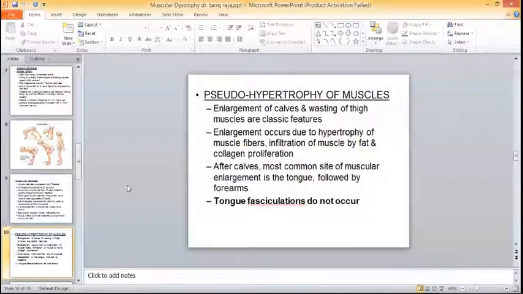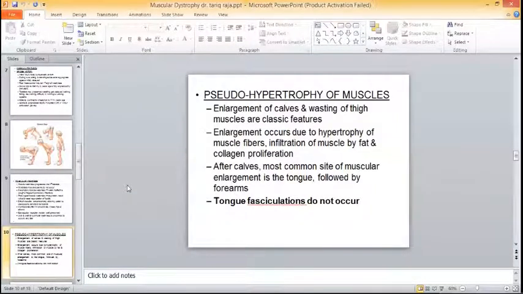And a classical feature in Duchenne muscular dystrophy is pseudo-hypertrophy of the muscles. As I described earlier, the muscle portions are there, and they have almost normal girth. These are not atrophied muscles, rather they seem to be hypertrophied muscles, but they are not fully functional in their proximal group. So enlargement of the calves and wasting of the thigh muscles are classical features. In the coming slide, I will describe it in more detail in pictorial form. Enlargement occurs due to hypertrophy of the muscle fibers and infiltration of the muscles by fat and collagen proliferation.